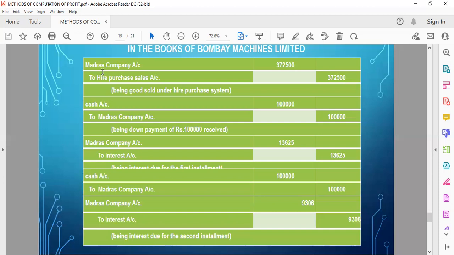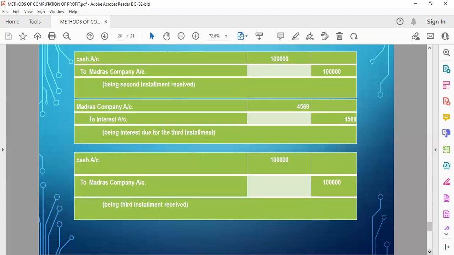Then we can see the next journal entry. Madras Company account debtor to interest account. The next installment interest due, right? Madras company account debtor 9,306 to interest account 9,306. Being interest due for the second installment. How much is the due? 9,306.